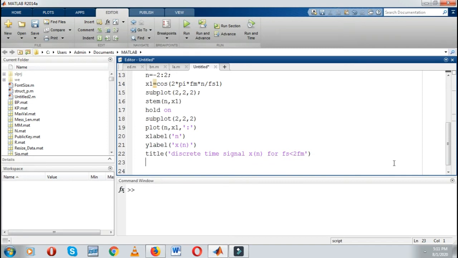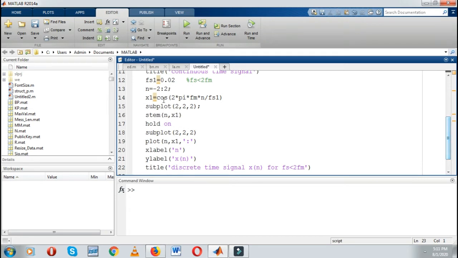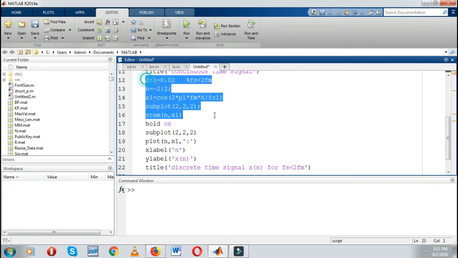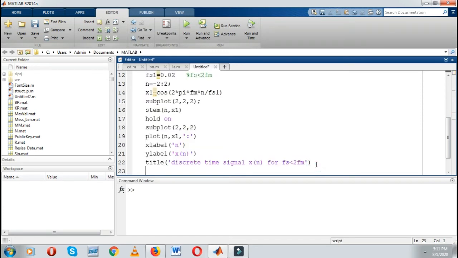Okay, now it's very easy. This is the first condition. Now I will copy this whole program. Simply I will paste.